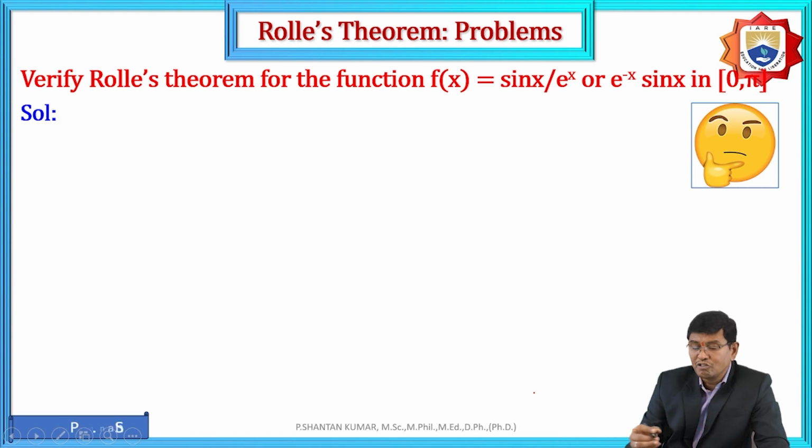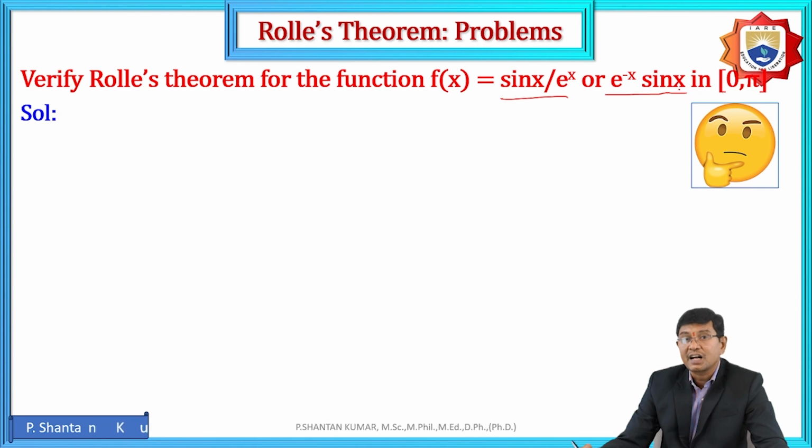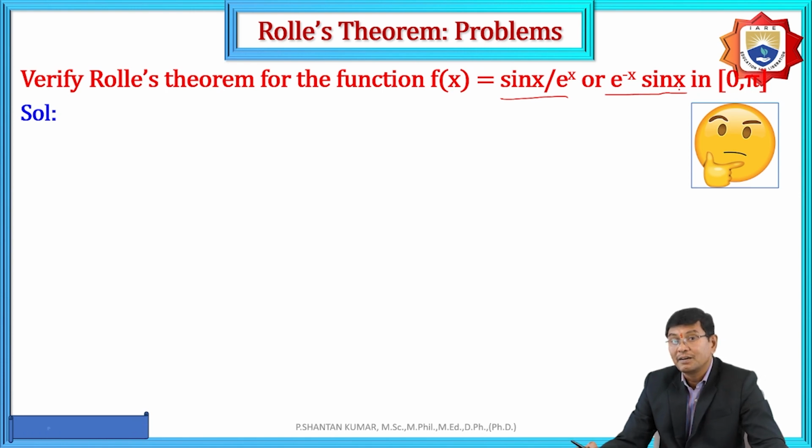Here, what we observe is that sin x by e power x is nothing but e power minus x into sin x. Both are the same, in the interval 0 comma pi, which is the limits. And again, the function here is e power minus x into sin x.